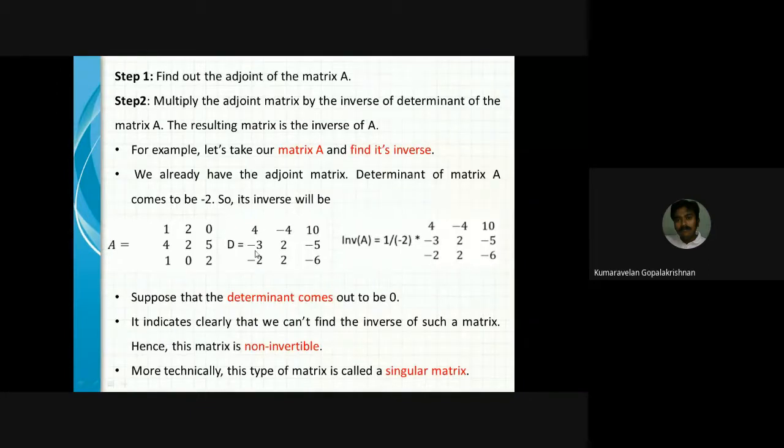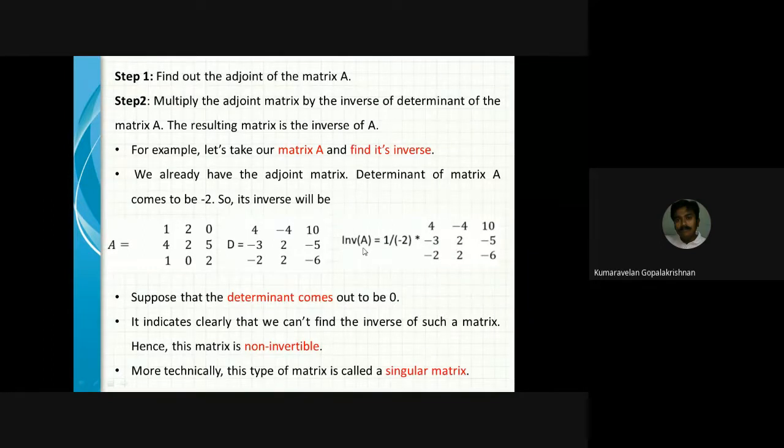What is the determinant value? We can easily find out. Here the determinant value is minus 2. I calculated the determinant value of the matrix is minus 2. So what I have to do, it's an inverse. Always inverse means what? 1 divided by determinant value, right? So 1 by minus 2 into this D, which will give you the inverse of the matrix A.